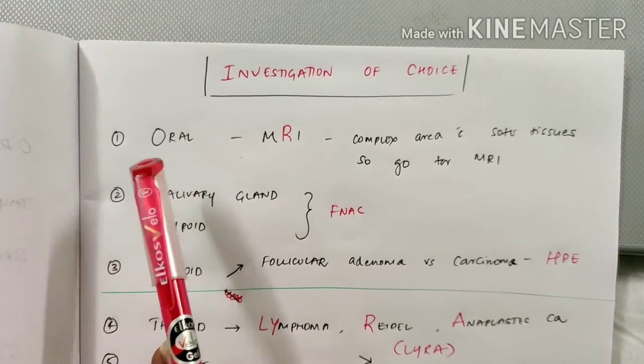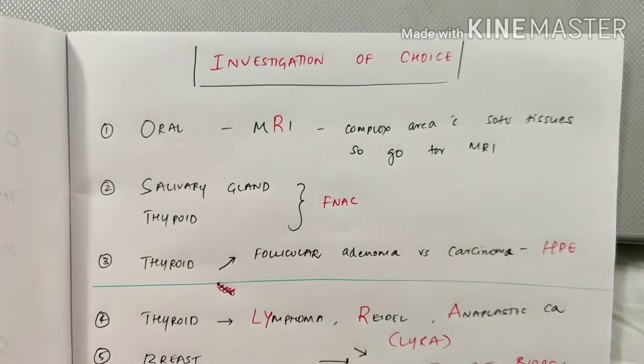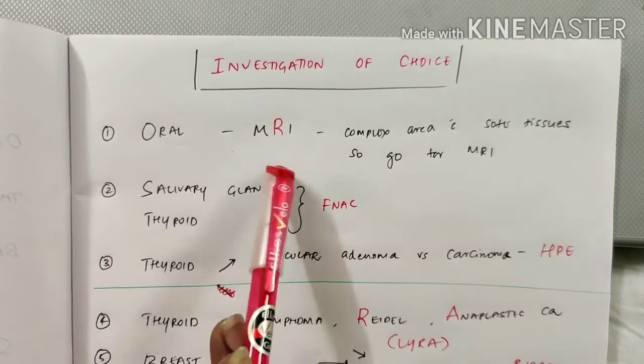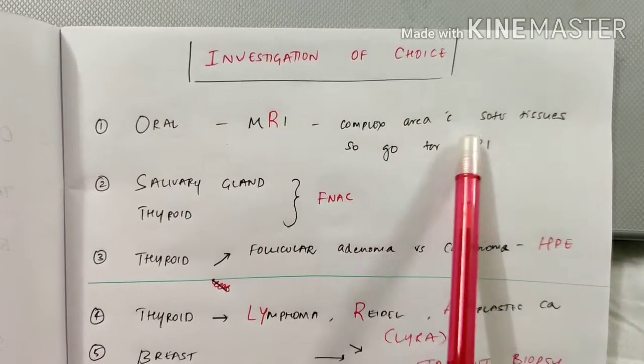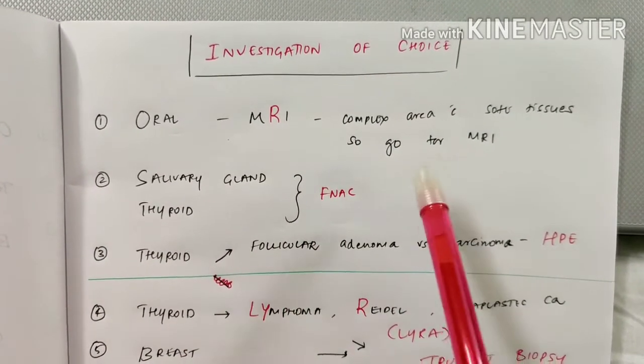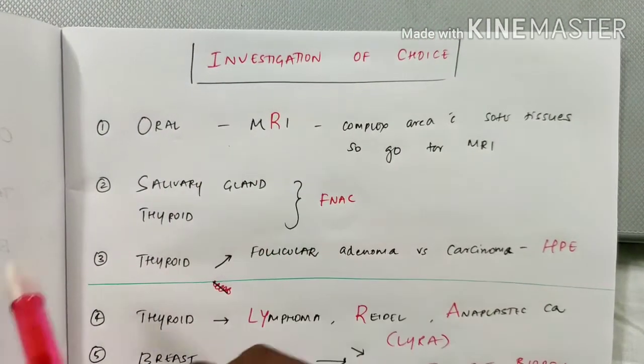For any oral pathologies, you go for MRI. Like oral cancers, you go for MRI because it's a complex area with so many soft tissues involved. So you can go for MRI and it's easy to identify the oral pathologies in MRI.